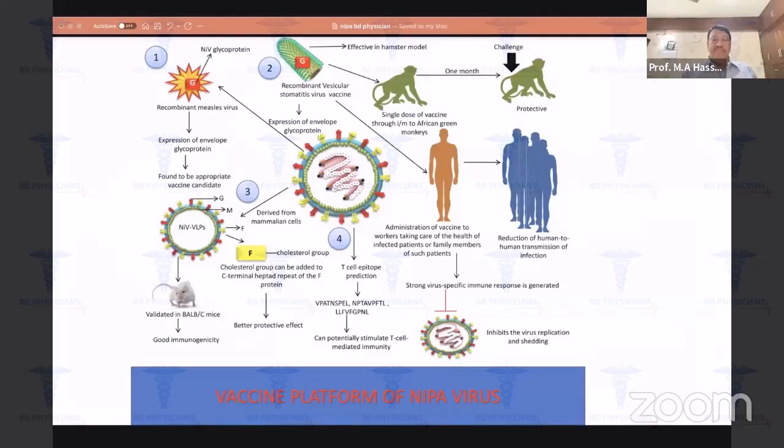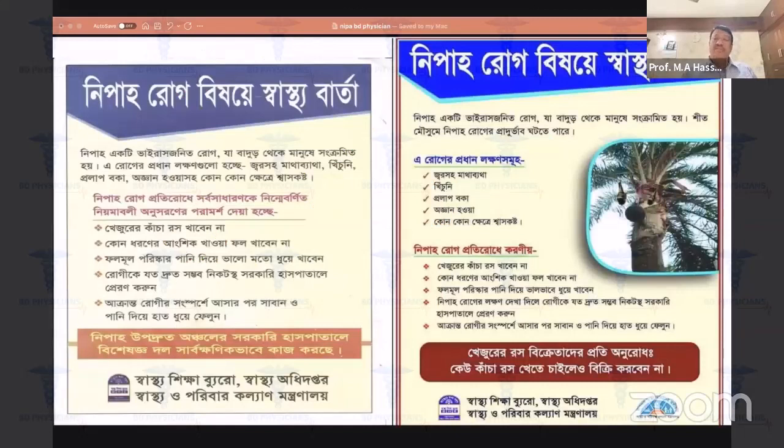And there are some ongoing trials on vaccination for prevention of Nipah virus infection. There are ongoing trials in animals. There are 4 platforms they are trying to use. One is the recombinant measles virus, which is a paramyxovirus. Another is the recombinant vesicular stomatitis virus vaccine. Another is a mammalian cell vaccine. But these are actually ongoing trials, and to reduce the transmission of the infection in the community, these are the awareness programs.